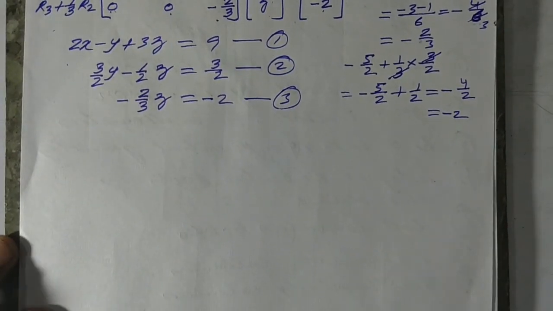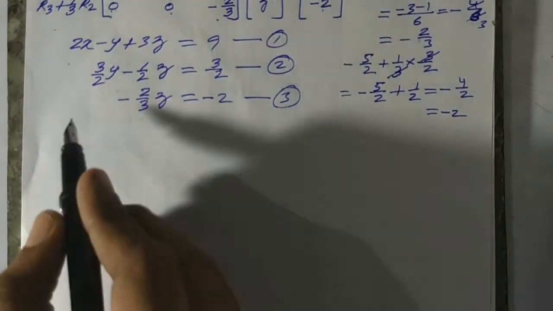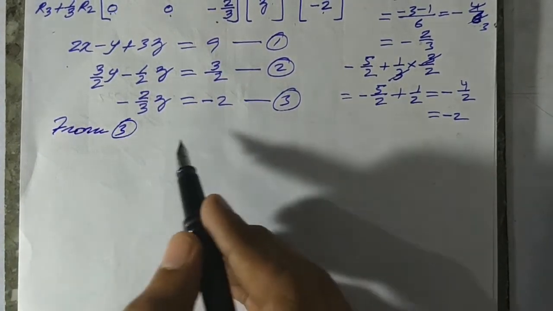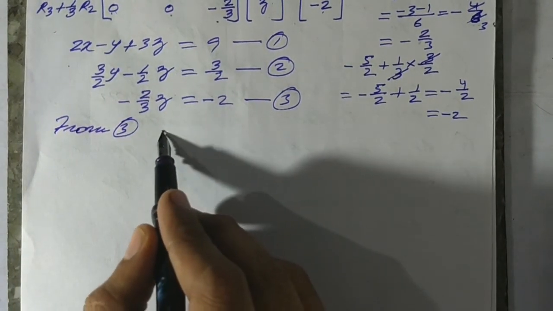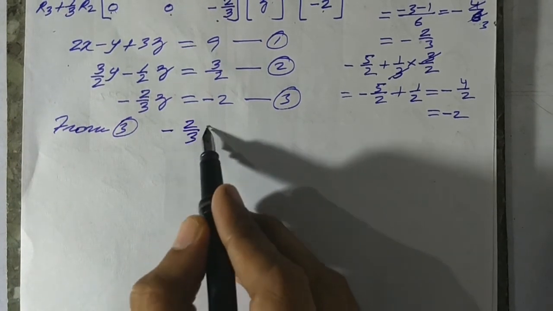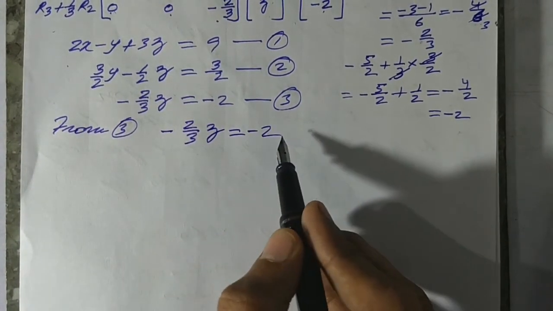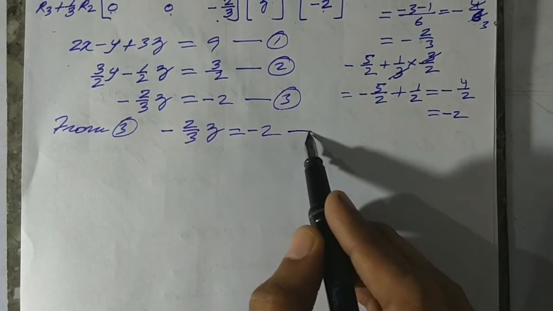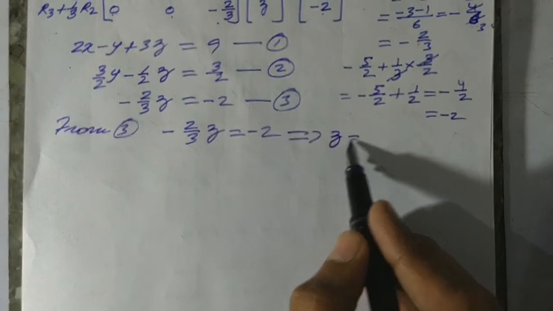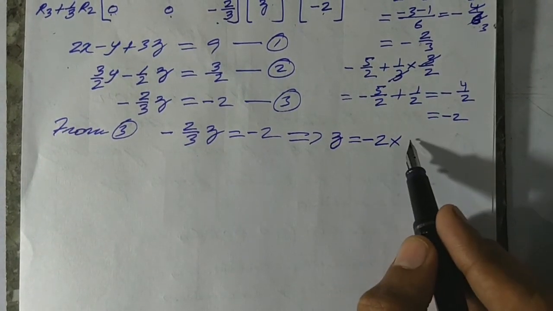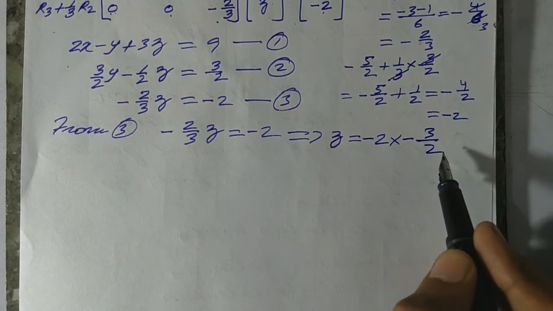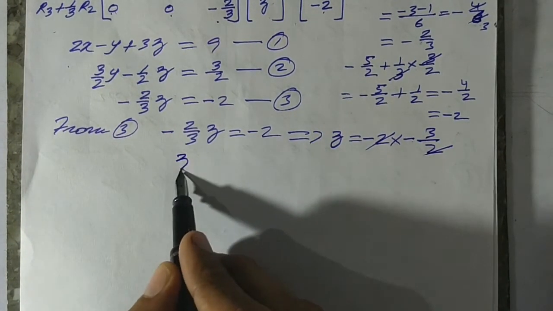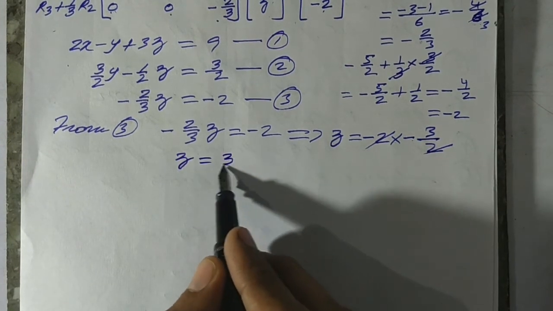So now, from equation 3, we get minus 2 upon 3 z is equal to minus 2. So, transposing minus 2 upon 3 to right hand side, we get z is equal to minus 2 into minus 3 upon 2. 2 is cancelled by 2 and minus into minus becomes plus, and ultimately we get z is equal to 3.